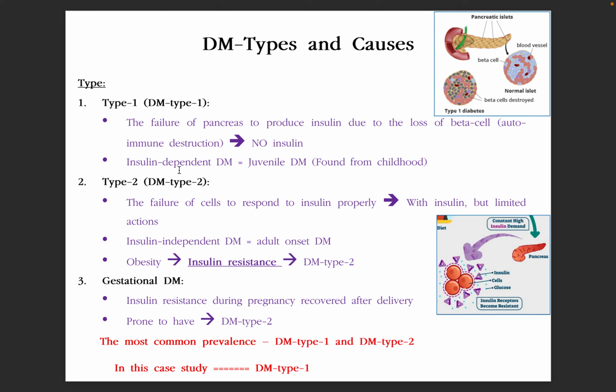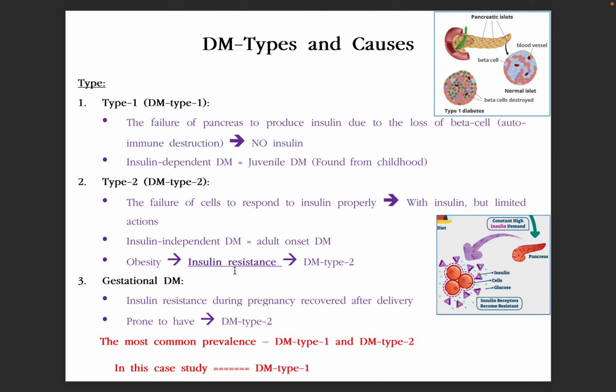This DM type is known as insulin-dependent DM or juvenile DM, since the onset of this type is found at a very young age. Unlike DM type 1, DM type 2 is caused by the inability of the target cells of insulin to properly respond to the action of insulin, especially the uptake of glucose from the blood in adipocytes and skeletal muscle cells. This DM type is known as insulin-independent DM or adult-onset DM, since the onset of this type is found in middle adulthood.